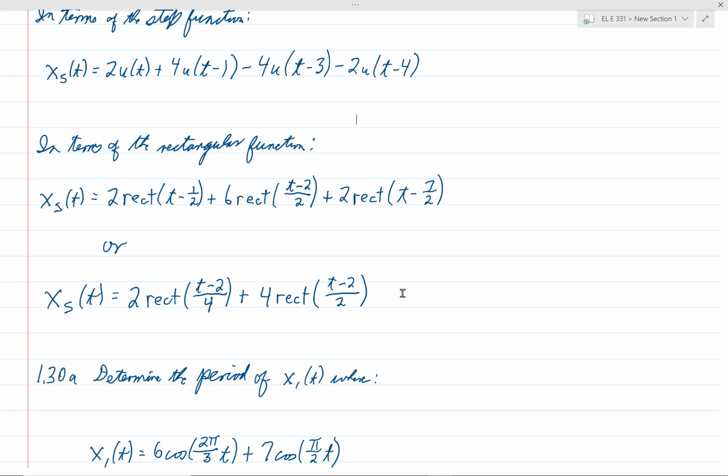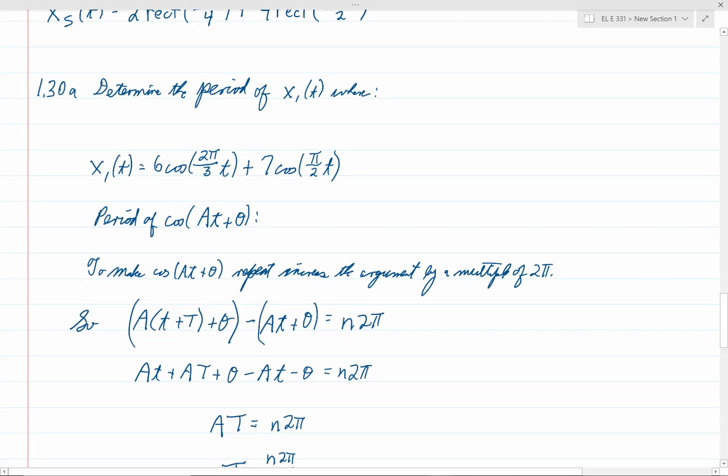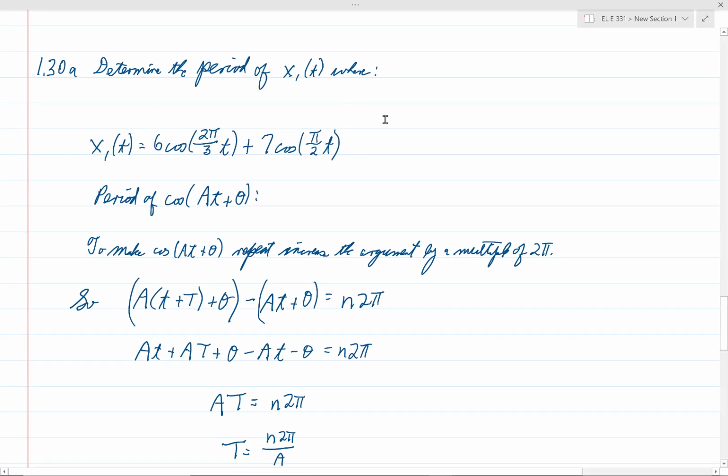And now the last question that we will look at for this lecture, we're going to change gears here. In a previous lecture, we talked about periodic functions, but we didn't do much with it, and so I wanted to consider a problem where we look at a periodic function, and this is actually a little bit of a challenging problem, so watch carefully. This is problem 130A in your book, and it says determine the period of x1 of t where x1 of t is equal to 6 cosine of 2 pi over 3 t plus 7 cosine of pi over 2 t.